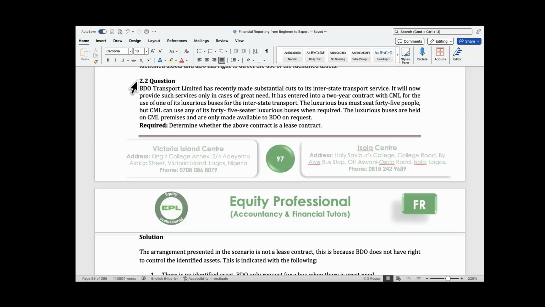Now, this one is similar to that, but I want you to look at it. You will see that this one happens not to be a lease, because they said CML can use any of the 45. This is where we know that it's not a lease, because the lessor can use it also. Automatically, that renders it not a lease, because it must only be the lessee that is using it. The lessor cannot say he wants to use it too.